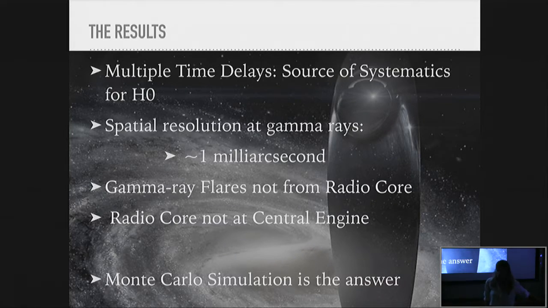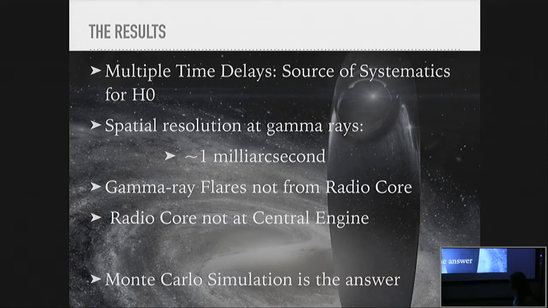And what have we learned? We have learned that we have multiple time delays, even from a single source, because at radio we have a different time delay than at gamma rays, which means that those multiple time delays can be a source of systematics for Hubble constant measurement. Then we've been able to obtain a spatial resolution at gamma rays of about 1 milliarcsecond, which improves the angular resolution by 6 orders of magnitude as compared to the current resolution of Fermi.